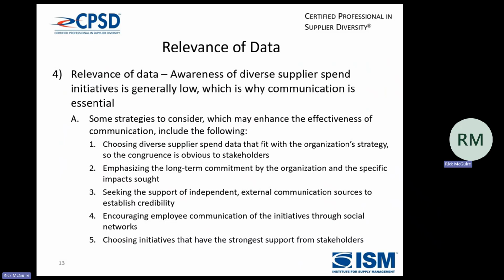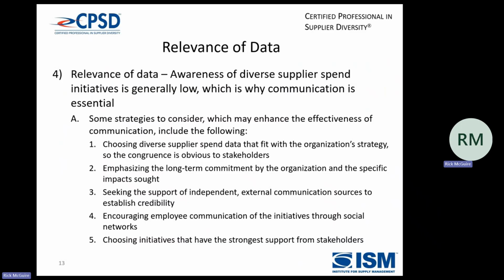Relevance of data: awareness of diverse supplier spend initiatives is generally low, which is why communication is essential. Some strategies to consider, which may enhance the effectiveness of the communication, include the following. Choosing diverse supplier spend data that fit with the organization's strategy so the congruence is obvious to stakeholders. Emphasizing long-term commitment by the organization and the specific impacts sought.